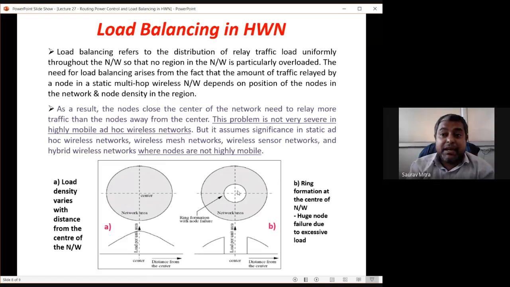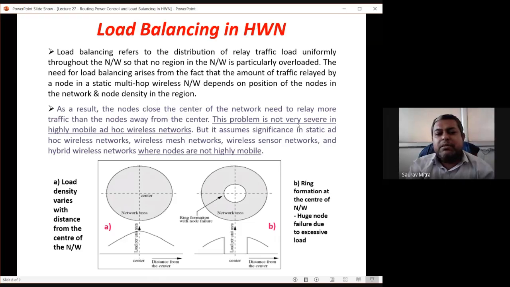So if it's a dynamic kind of network, we can avoid forming this ring. But if it's a static kind of network, with no mobility allowed for the nodes, in that case this kind of ring formation will happen. So ring formation happens only in the case of static nodes, but in the case of dynamic nodes, by proper arrangement we can avoid the forming of this ring, or we can avoid big ring formation. Maybe a very small ring formation at the center, but big ring formation can be avoided.